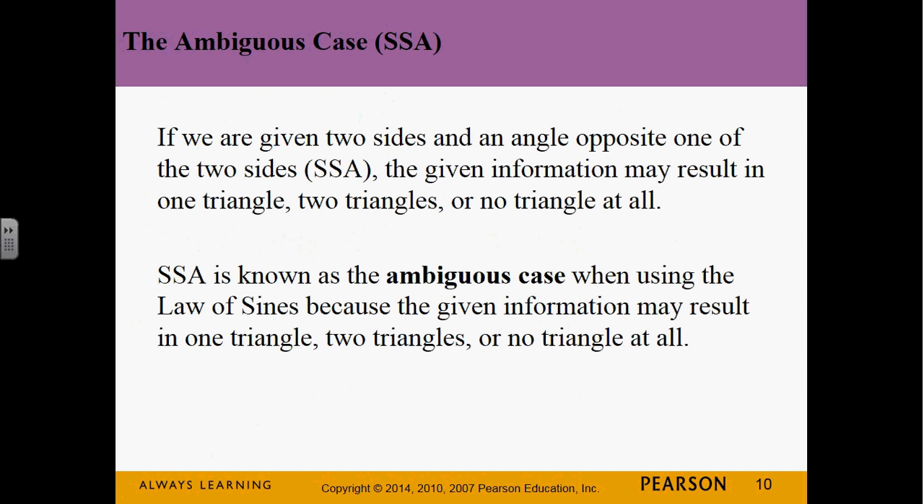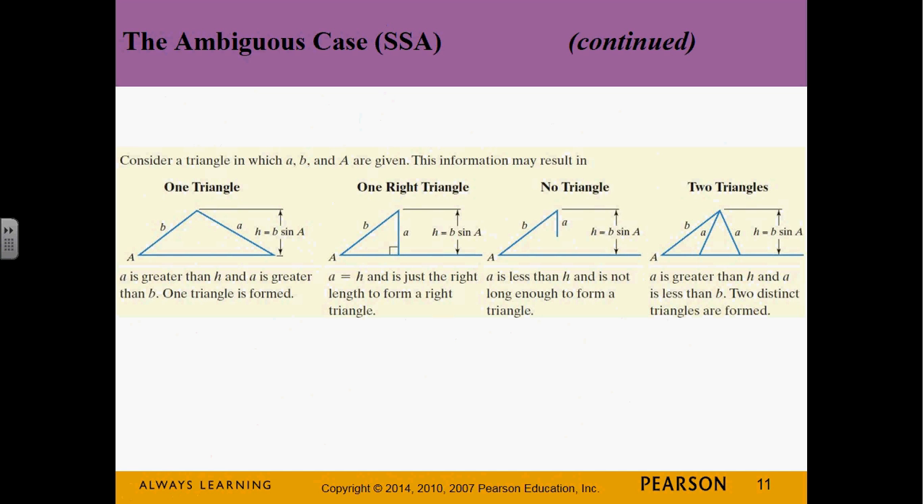I'm going to show you some stuff, and then I'm going to show you the easier way to do it. So, let's assume that we have side-side angle. We're given b, we're given a, and we're given big A. Notice, if a is longer than b, then it has to go out that way. It can't swing back in, because then it's going to be going in the wrong direction, right? So, if a is longer than b, we can only possibly have one triangle.